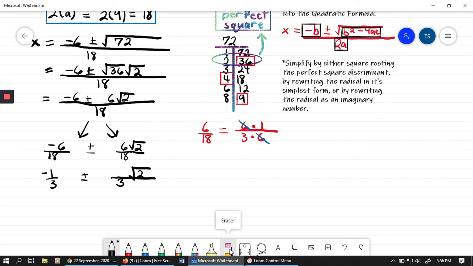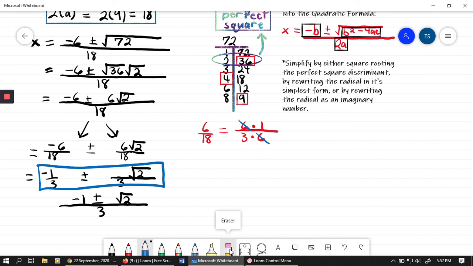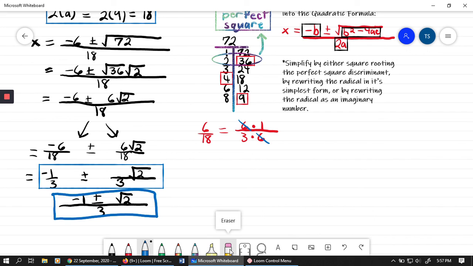Alright, so this can be written like this when we simplify those fractions. And again, if we just decide to put these two fractions back together again, they would have the same denominator, 3 still. And at the top you'd wind up having -1 plus or minus the square root of 2. Alright, so again, this is two versions of the same answer. It could be written like this, or it could be written like this here.